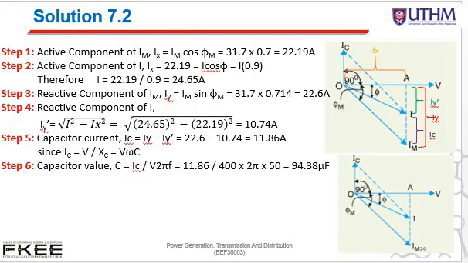Therefore, it can be concluded that by inserting a capacitor with a value of 94.38 microfarad in parallel with the motor, the system will have a better power factor, which is 0.9 lagging instead of 0.7 lagging.